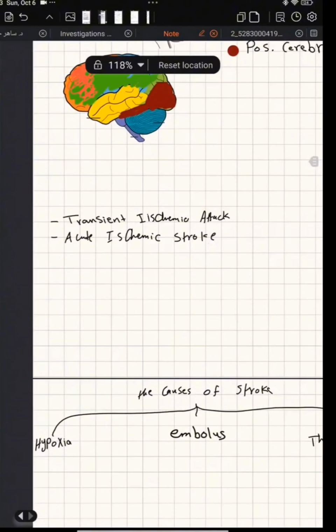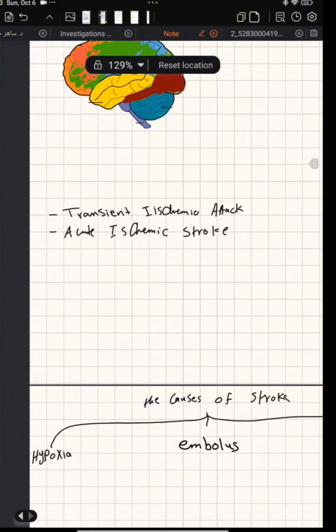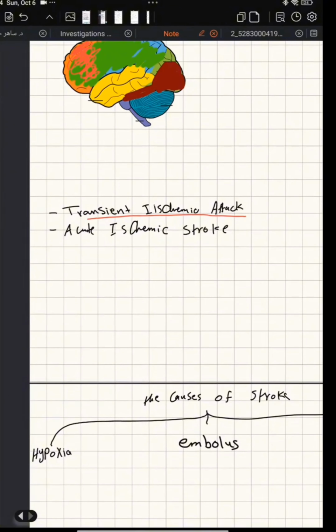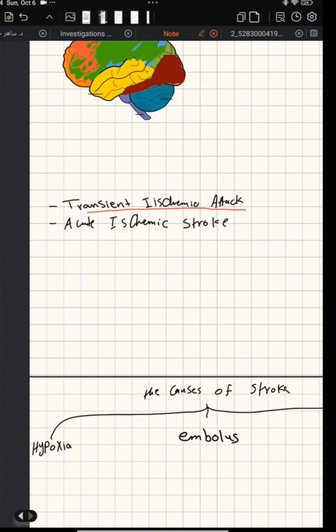Now we will learn the differences between transient ischemic attack and acute ischemic stroke. Transient ischemic attack occurs when there is no infarction. There is only a blockage of the bloodstream, and the neurodeficit symptoms last less than 24 hours. It's transient, not permanent, temporary, okay? It looks like stable angina. While acute ischemic stroke is an infarction, and the neurodeficit symptoms last more than 24 hours and may never resolve.